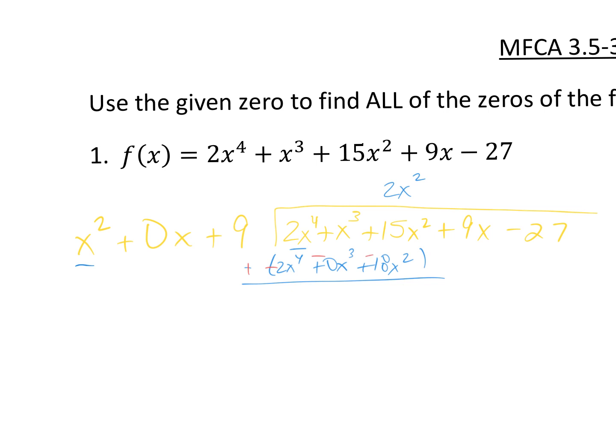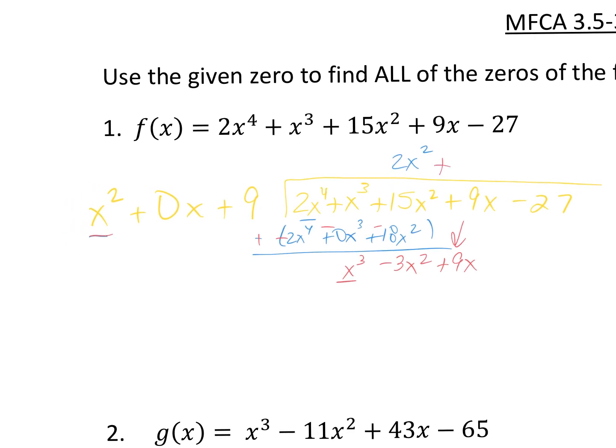So 15 minus 18x squared is negative 3x squared. X cubed plus nothing is going to give me x cubed, and I bring down my 9x. And then we go again. X squared into x cubed goes x times. So get your subtraction ready. X times x squared is x cubed. X times 0x is 0x squared. And x times 9 is 9x. So I go through and I distribute.